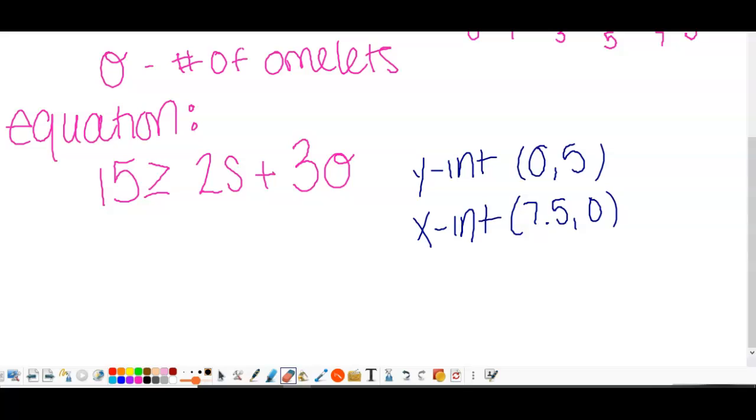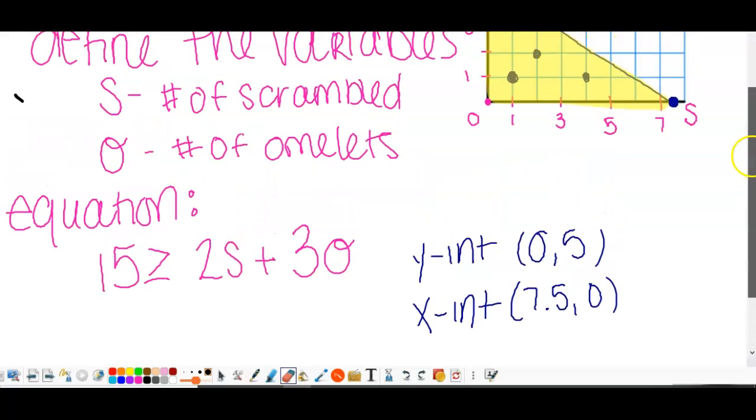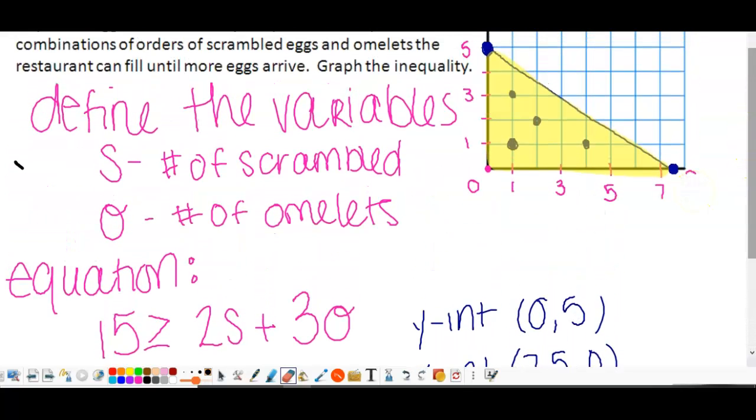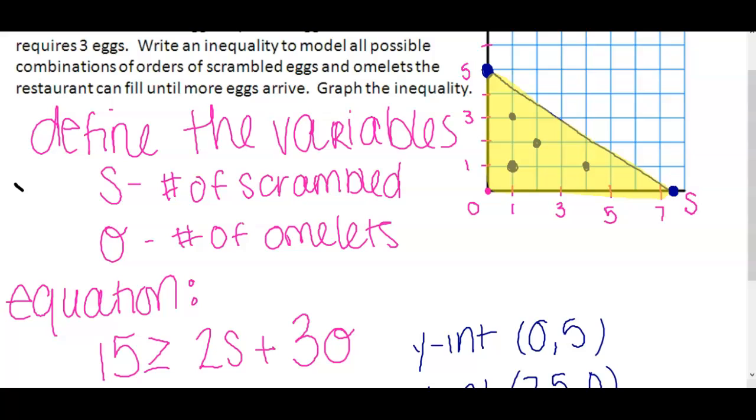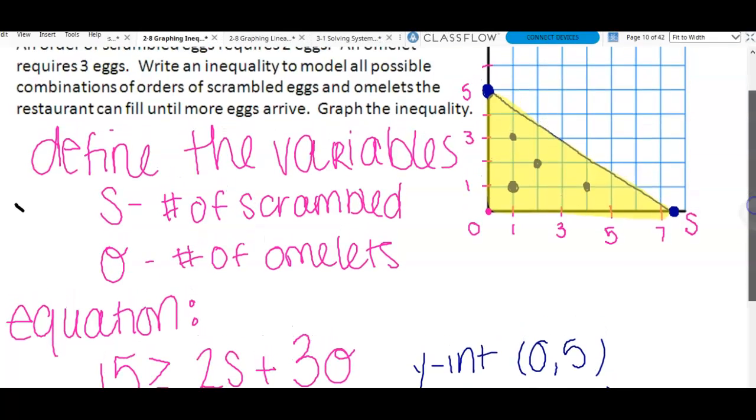On your graph, now label out the numbers. 0, 1, 2, 3, 4, 5, 6, 7, etc. It doesn't matter which one you make scrambled and which one you make omelets, but make sure on your graph you put an S or an O wherever you make them. So if you make scrambled across the bottom, then you have to put an S in that corner. If you put omelets on the bottom, then you need to put an O in the corner.